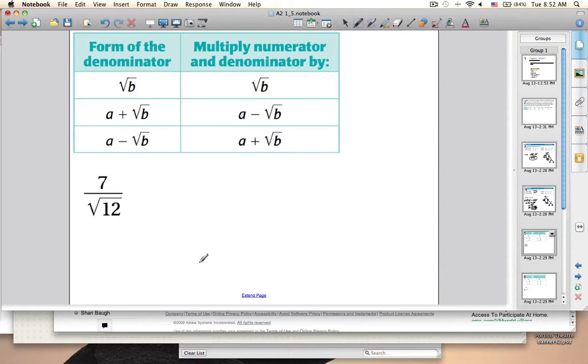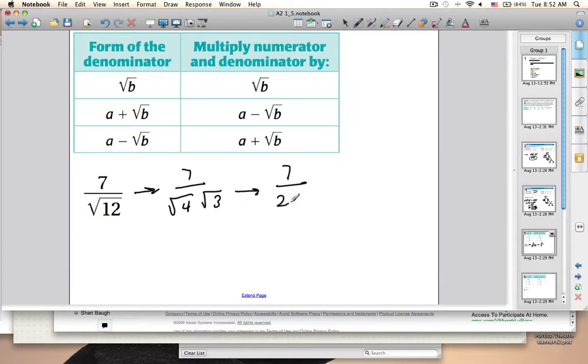Now we want to make sure that we never leave irrational numbers as the denominator of a fraction. That's a violation of the rules of mathematics. There are things we can't have in the denominators of fractions, like 0 or irrational numbers. So if I look at this, the first thing I want to do is try to simplify it a little bit. I know that 12 is 4 times 3. So this is the square root of 4 times the square root of 3.